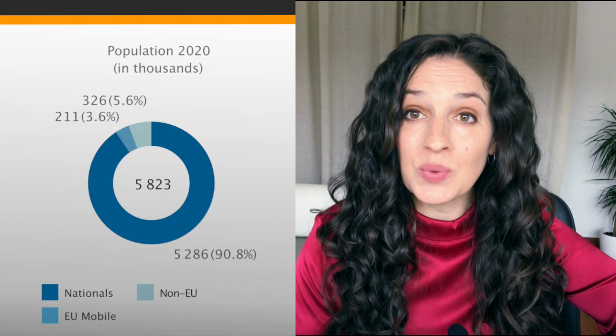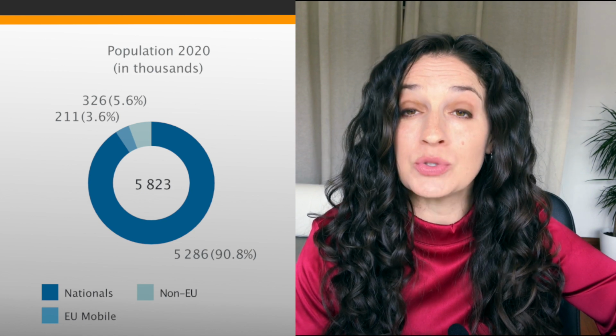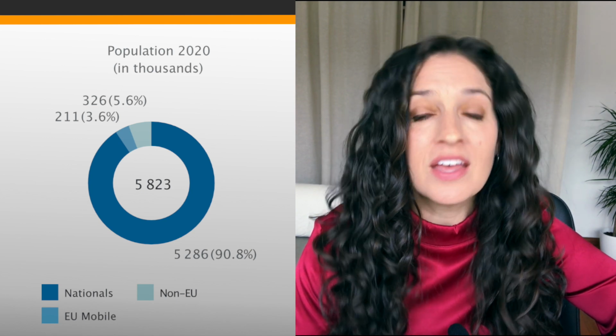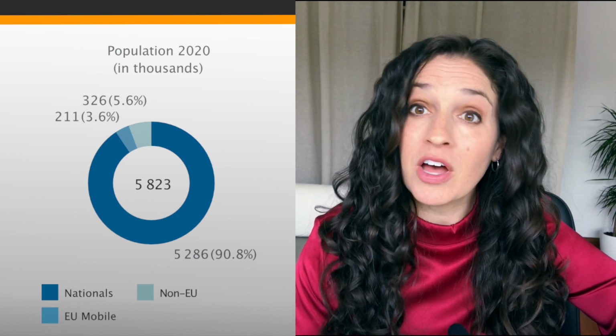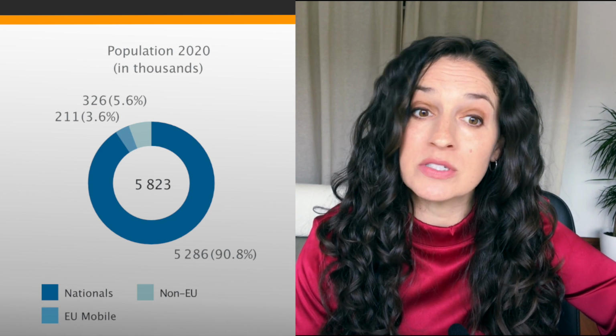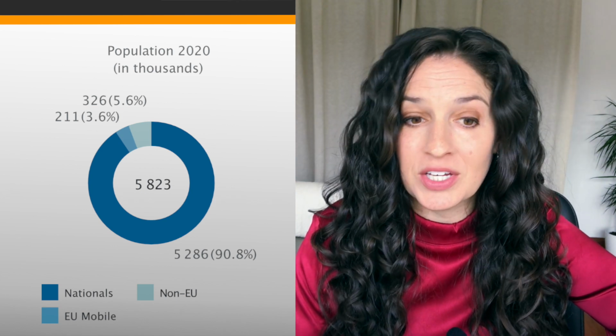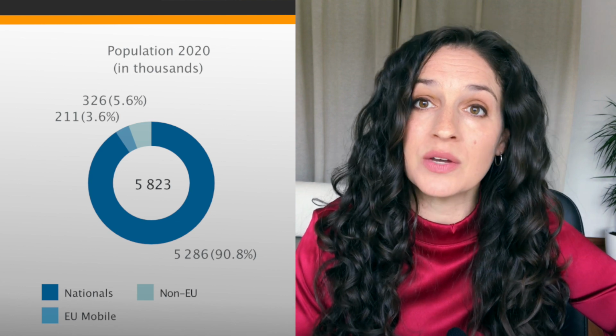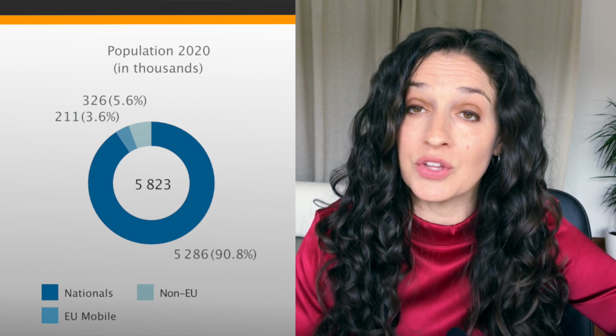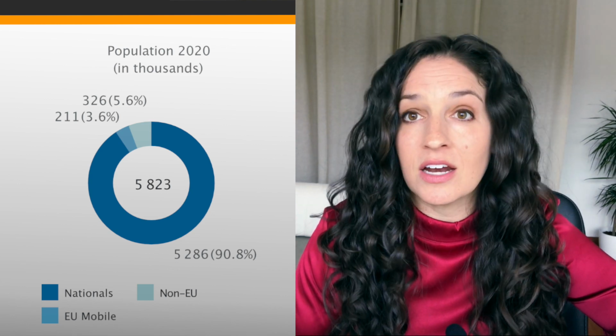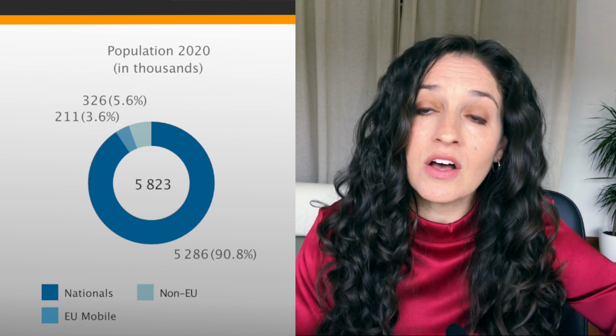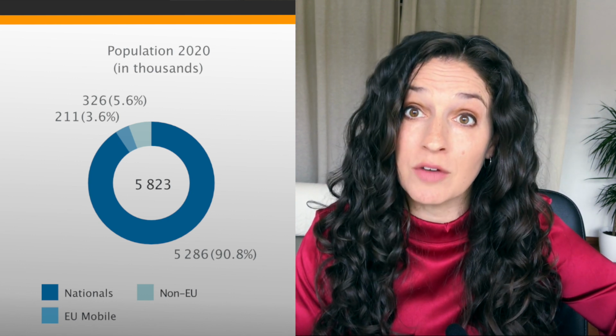So in 2020, the population of Denmark was close to 6 million people. And of those 6 million people, 5.6% were immigrants from outside of the European Union and 3.6% were immigrants from within the European Union. That means that around 9 to 10% of the Danish population is made up of immigrants.